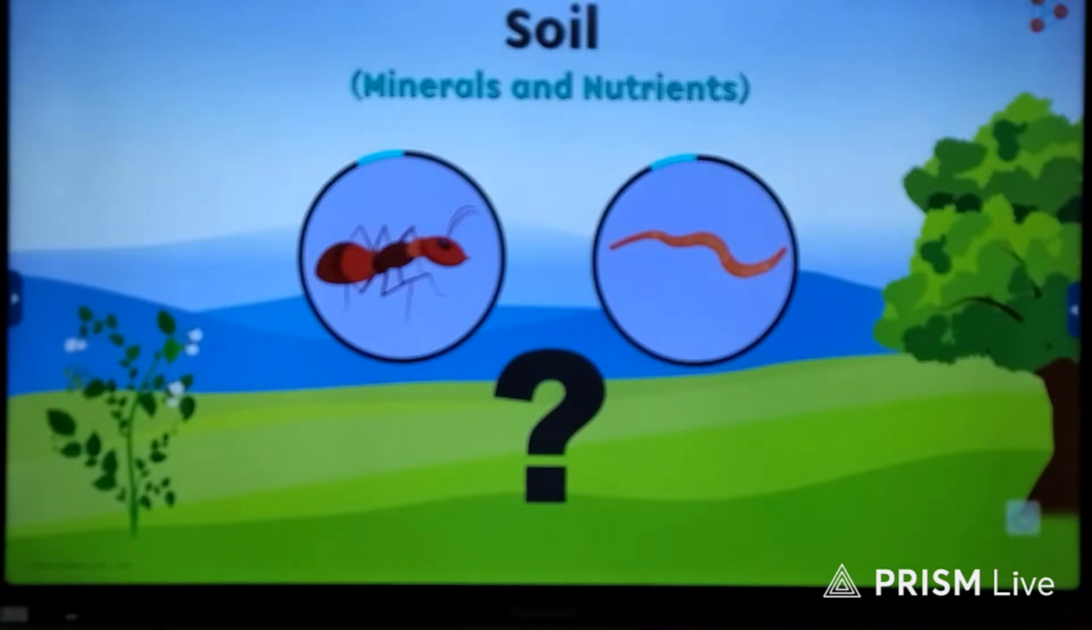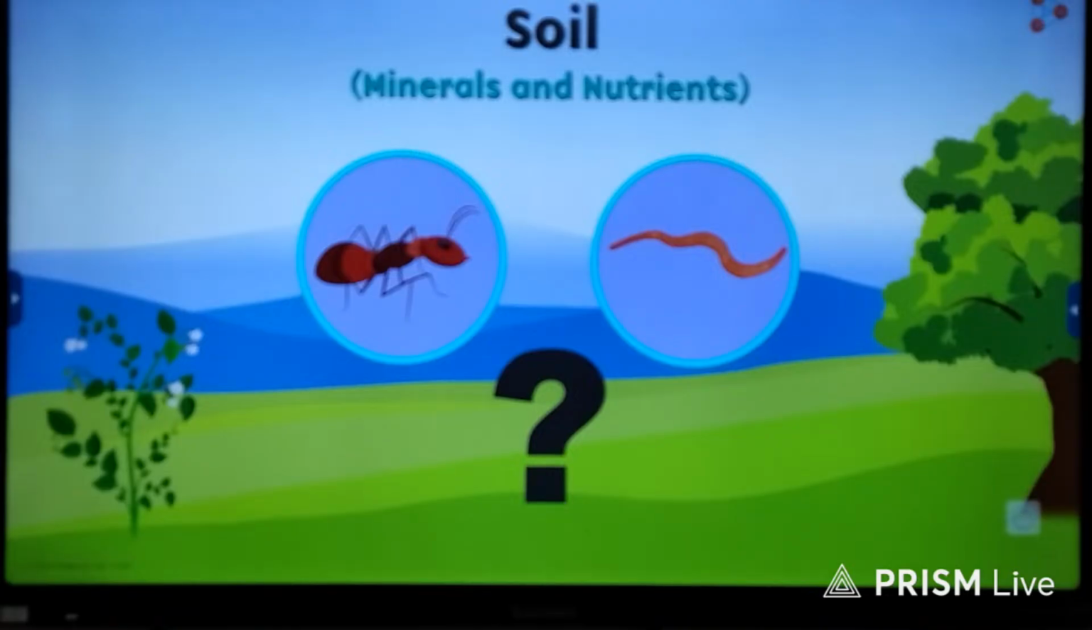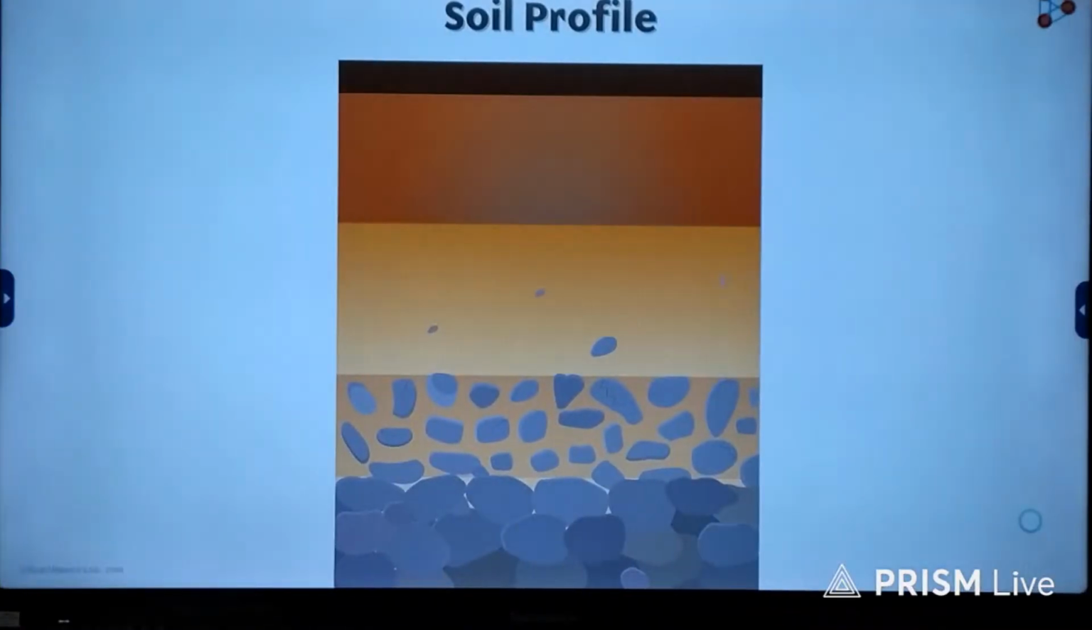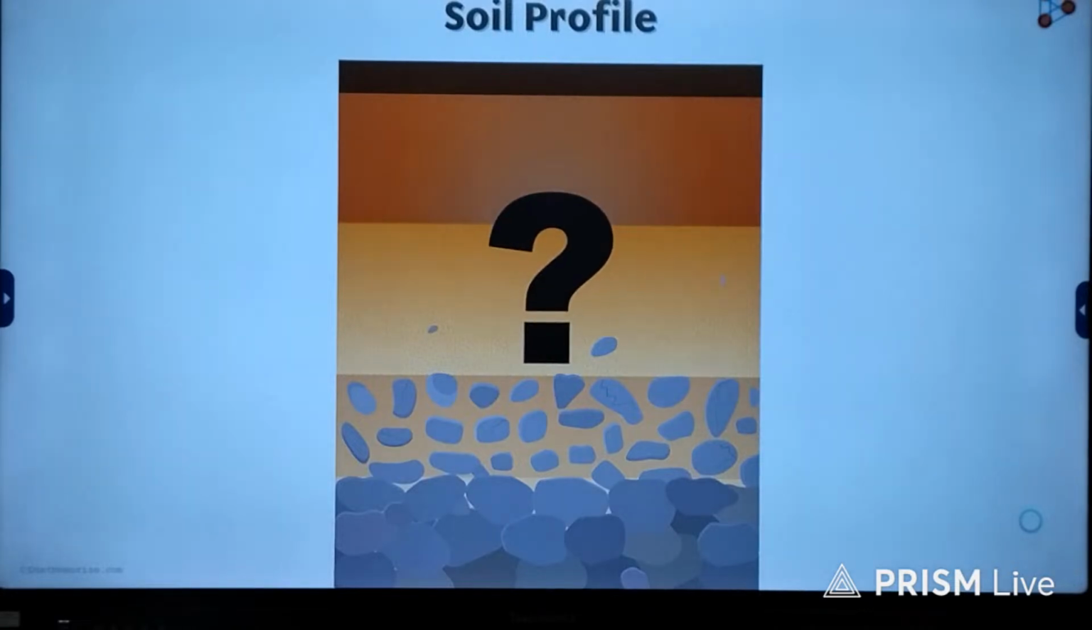In order to understand how various organisms live in soil, we need to first understand the profile of the soil, which means we need to understand how the different layers make up the complete soil. So here we have a cross section of the different layers. How many layers can you spot in this cross sectional view?